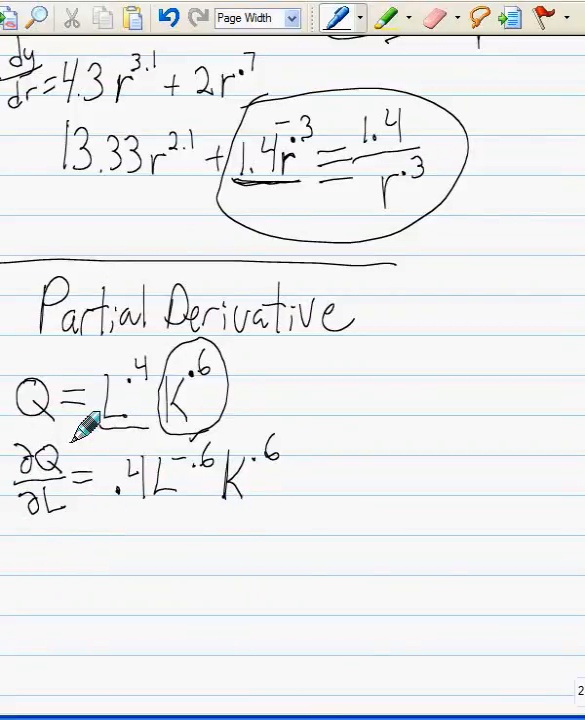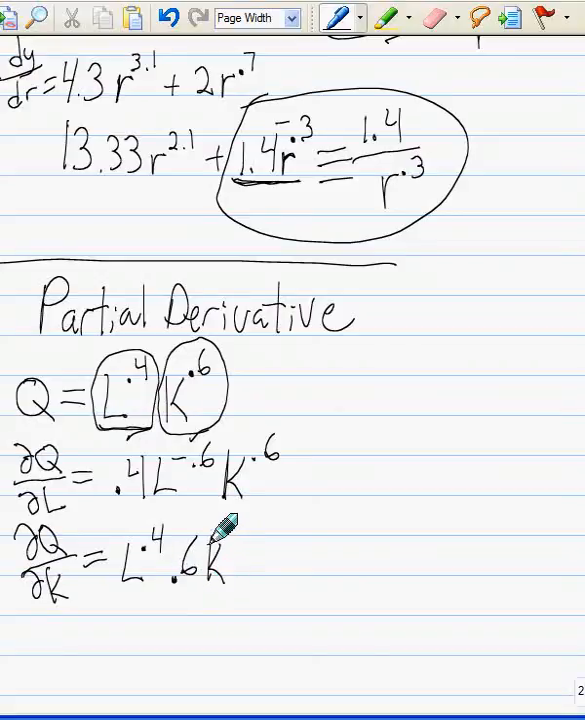What if we wanted to take the partial derivative with respect to K? Well, that would look like this. dQ/dK equals. Now we're going to treat items with an L in it like it's a constant, so we can just write that without changing it at all, times the derivative of K to the 0.6. Multiply by 0.6, so 0.6 times K to the 0.6 minus 1, which is K to the minus 0.4. And that's all we mean by a partial derivative.